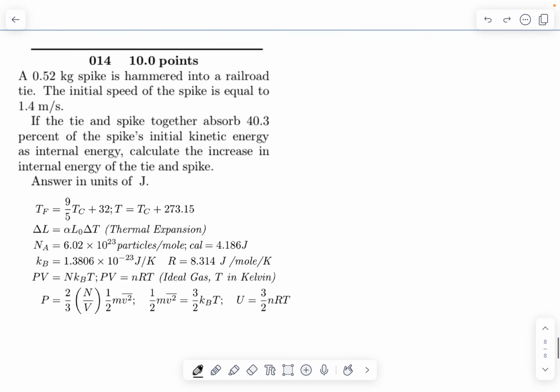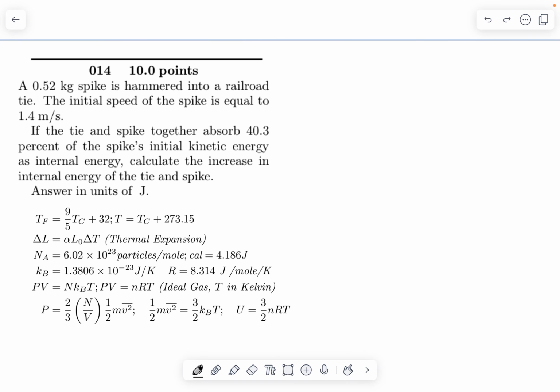Okay, so then the last one, you should be able to do this one. This one says you have a spike hammered into a railroad tie, whatever that means. I guess it's like you are working on the Trans-Pacific Railroad. There's a little railroad, there's a nail, you have your hammer, and you hammer the nail, I guess. And it absorbs some percent of the kinetic energy as internal energy. If you forgot the formula for kinetic energy, it's 1/2 mass times velocity squared. So you figure out what percentage of that kinetic energy goes into internal energy, and that's your answer.